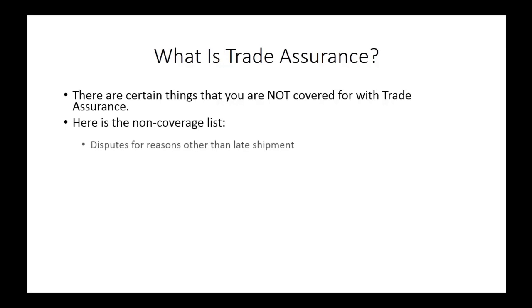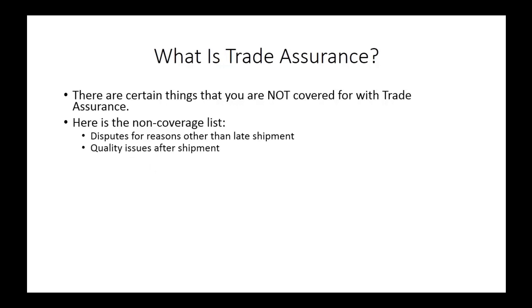First, you're not going to be covered for disputes for reasons other than late shipment. So if you don't necessarily like the way someone interacted with you, or you don't necessarily like something that you got in the package and it wasn't agreed upon, then that's not going to be something that you're going to be covered for under trade assurance. Any quality issues that occur after the shipment leaves the seller. So your seller is not going to be responsible for that, and you will not be able to file a claim to Alibaba.